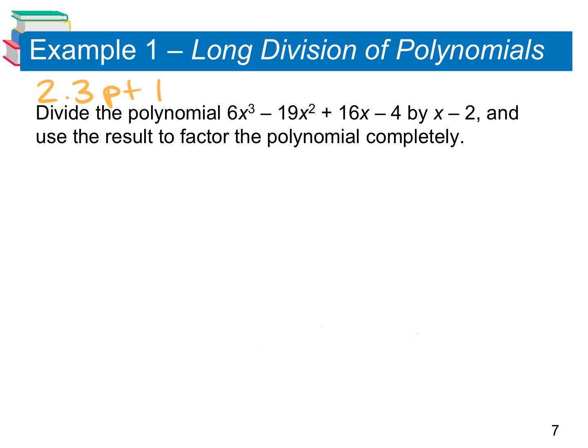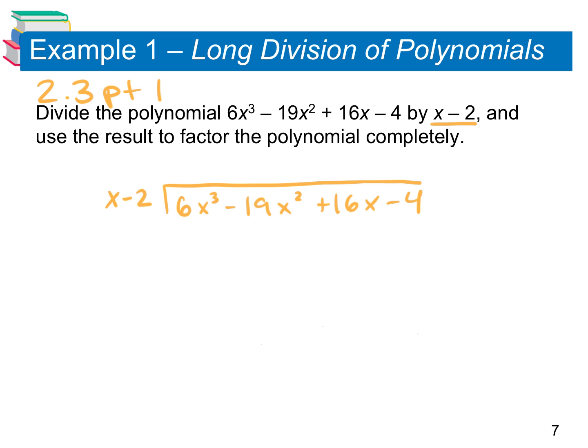It says divide the polynomial and use the result to factor the polynomial completely. So we're going to take our divisor, put that on the outside. We have x minus 2. And then inside, we're going to put our polynomial. So 6x cubed minus 19x squared plus 16x minus 4.